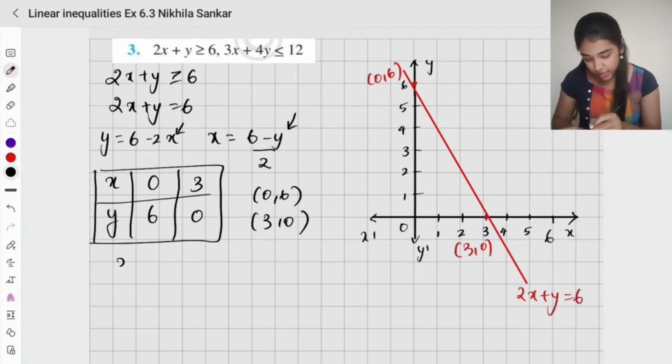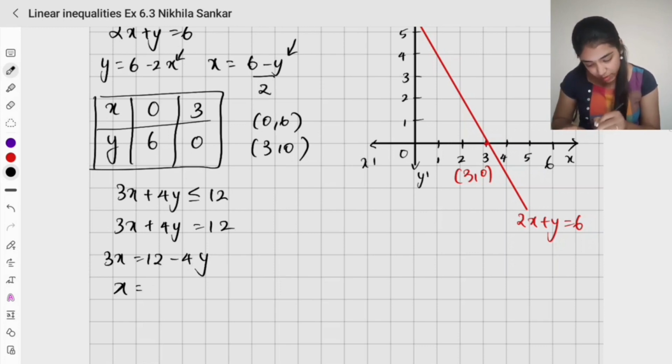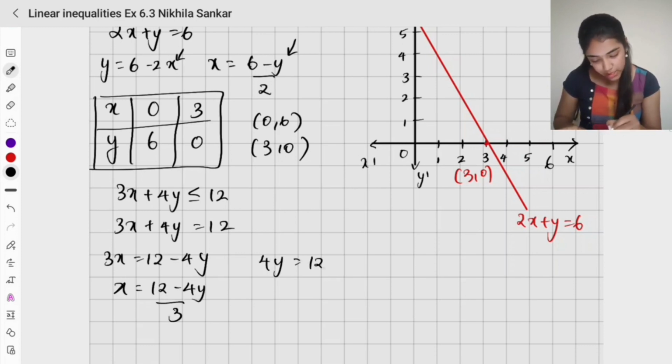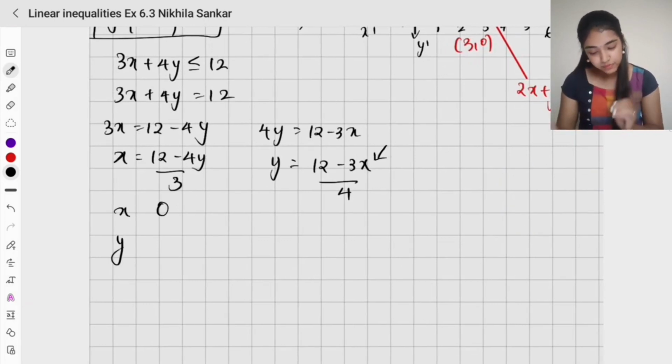Now what is the other inequality? 3x plus 4y less than or equal to 12. So the equation is going to be 3x plus 4y equals 12. 3x is equal to 12 minus 4y. X is equal to (12 minus 4y) divided by 3. Similarly, 4y equals 12 minus 3x. Y equals (12 minus 3x) the whole divided by 4. Now we substitute values for x and y. When x is 0, y is equal to (12 minus 0) divided by 4, 12 by 4, which is 3. Similarly, substituting 0 for y, we get 12 by 3, which is 4.